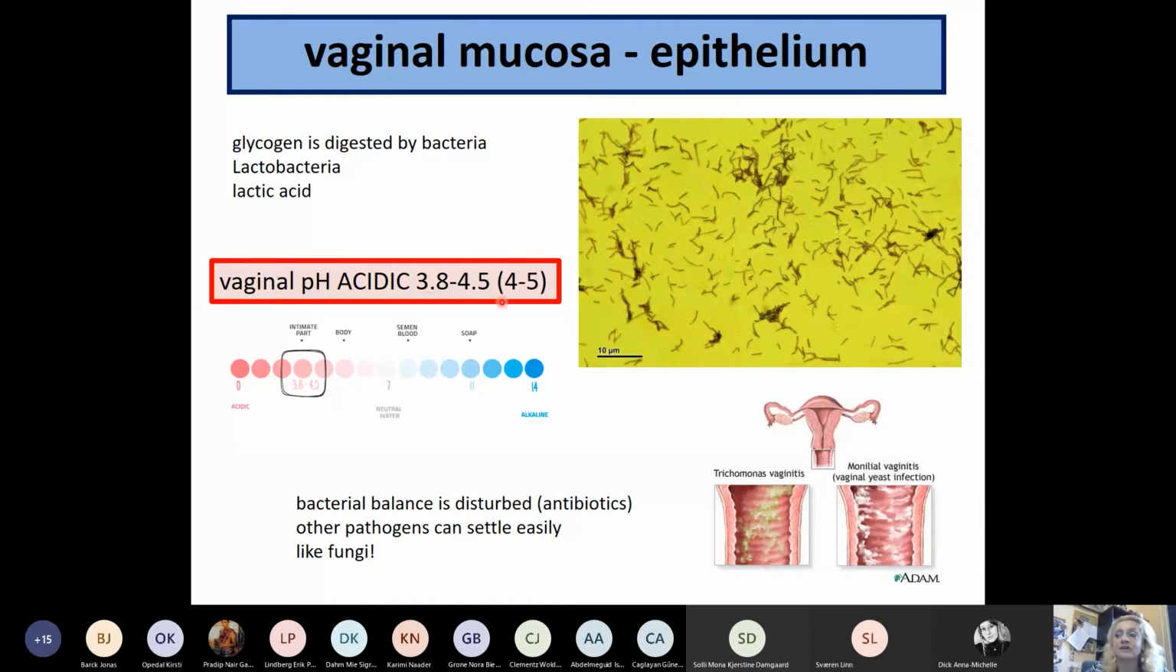Okay, and it's very important because if this bacterial balance is disturbed, for example, by taking too many unnecessary antibiotics, then these bacteria are also killed, and then come the ugly ones, which cause all kinds of infections. So fungi and other bacteria can settle, can colonize if this pH is disturbed.